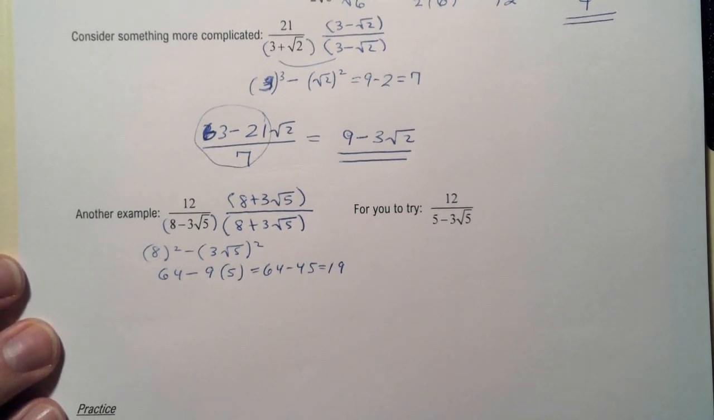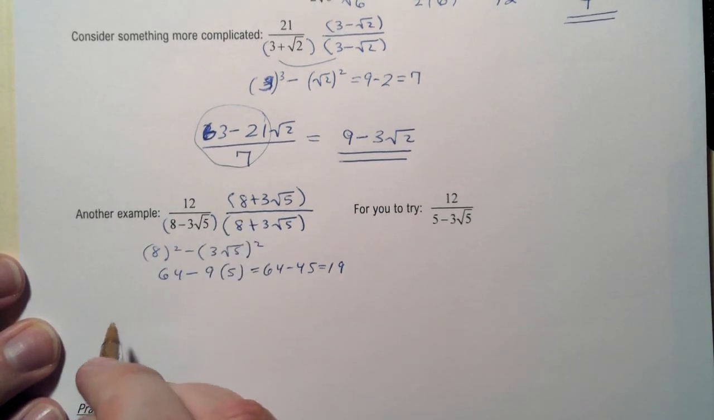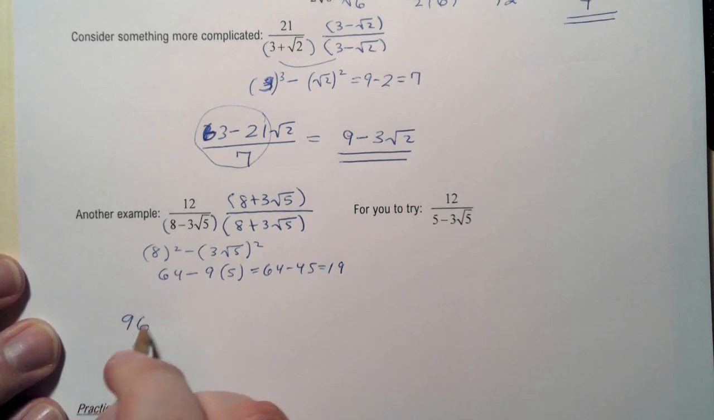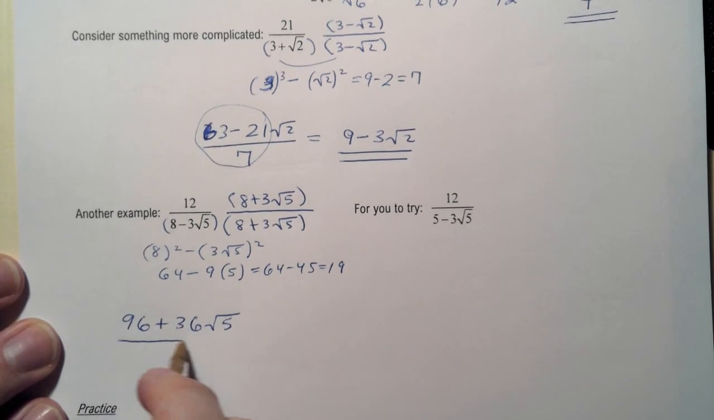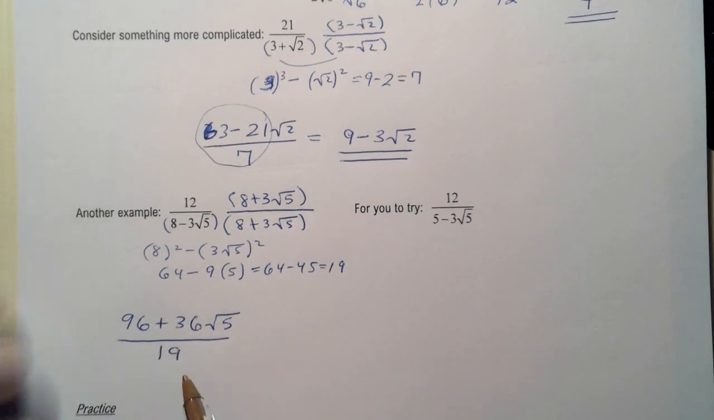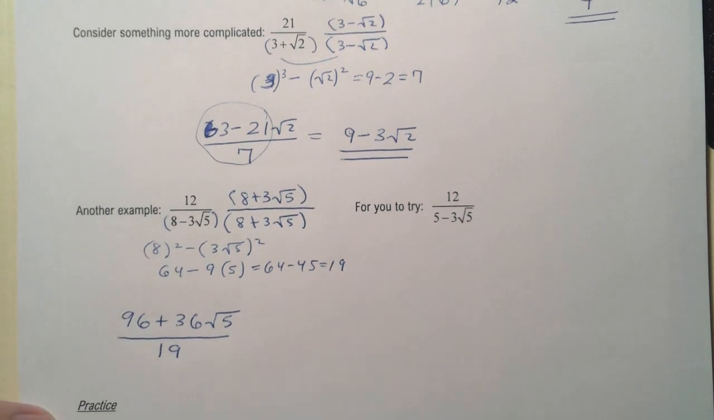What do I have up on top? Well, 12 times 8 is 96 plus 36 square root 5. All this is over 19. So I can't simplify that. 19 doesn't go into this. This will just be my answer.